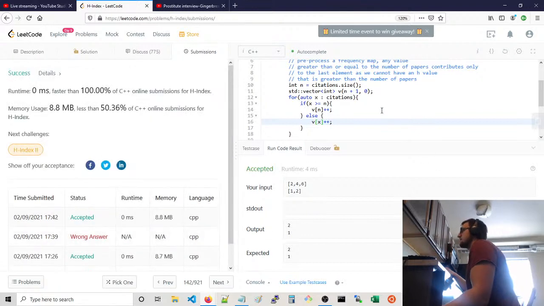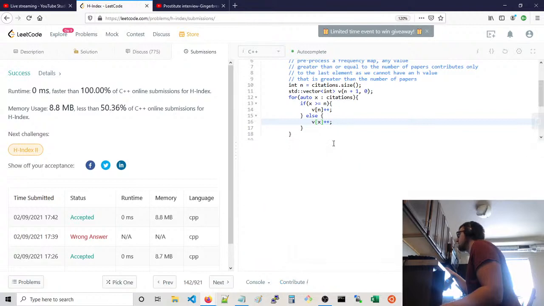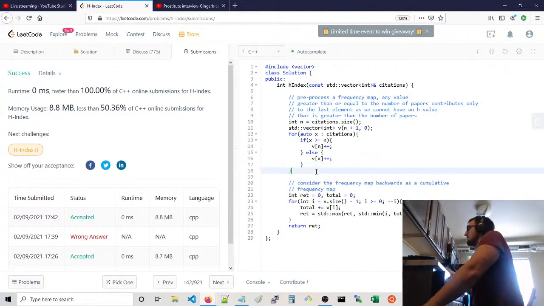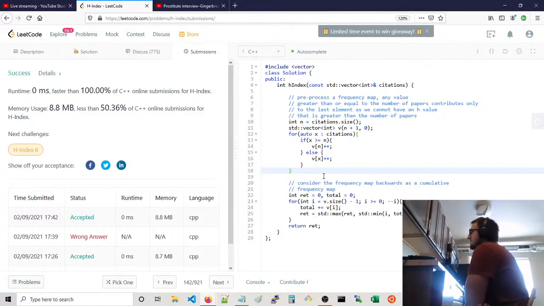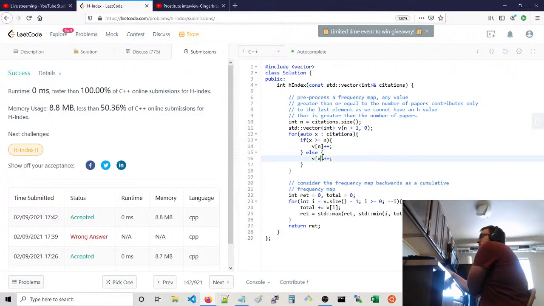I guess we'll go for it again. There we go, okay. That was my error. I should have seen that. That was from looking at the other solution, and I was like, oh, citations of something or other goes there. No, it's not. It's just x. You just count that particular index. You increment that index. That's it. That's simple. Super simple.